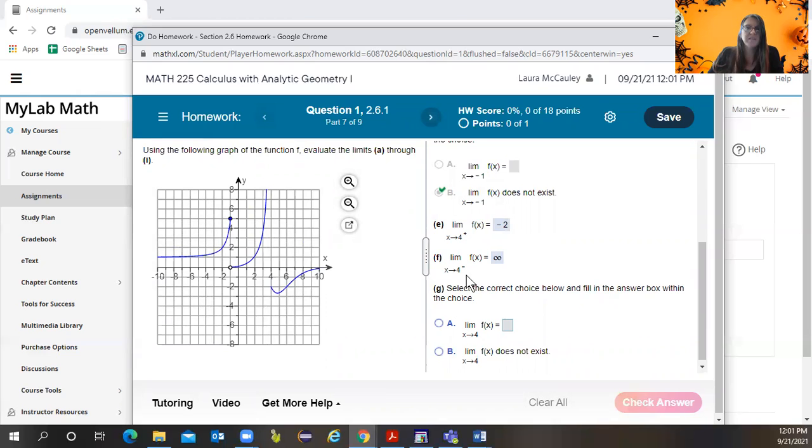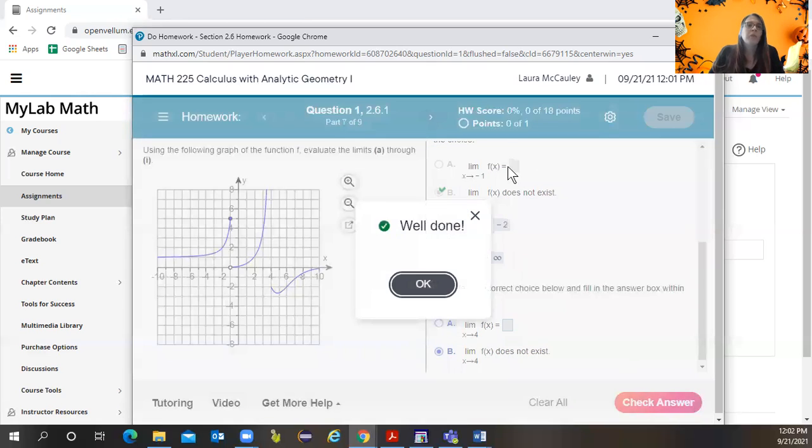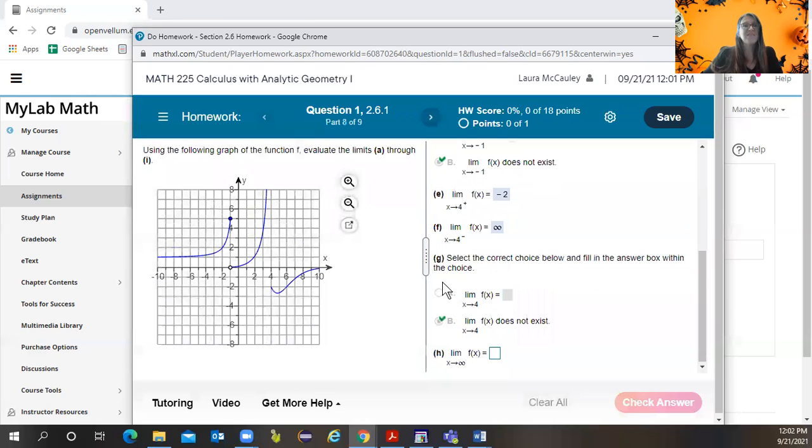So in general, does the limit exist? No, they don't agree with each other. Again, this one's going way up this way. This one's kind of stopping. They don't agree in general, so it doesn't exist. It has to exist from the left and the right, and they have to agree with each other.